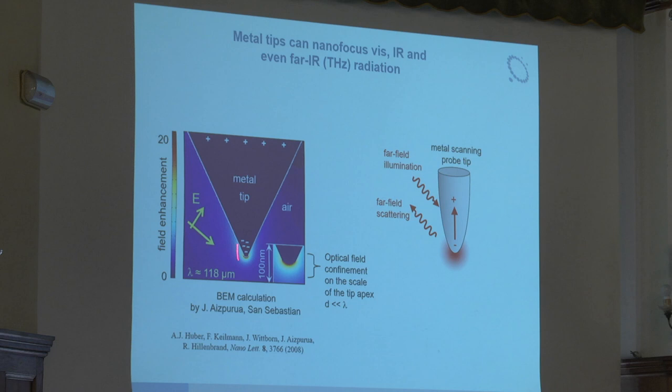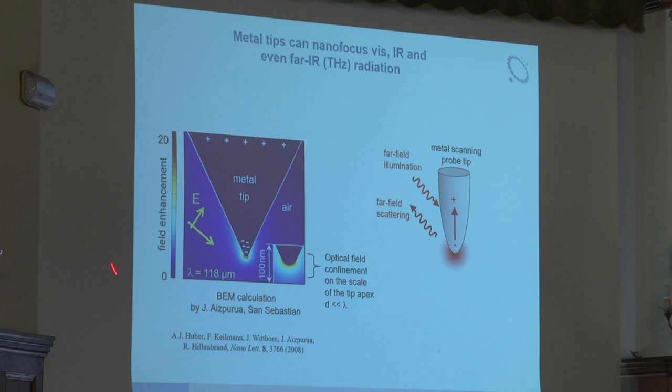If you take a snapshot at one moment and look at the charge distribution, we see charges in the tip apex and the opposite charges here at the base. And in the tip apex, these charges are squeezed together, and that gives rise to an enormous field concentration in an electrostatic picture. Of course, this is oscillating at terahertz or infrared frequencies, so it's just a snapshot picture. But in this electrostatic picture, you see this enormous accumulation of charges, and that gives rise to strong field concentration, which you can see here in this red color. That depends essentially on the tip radius and is independent of the wavelength.